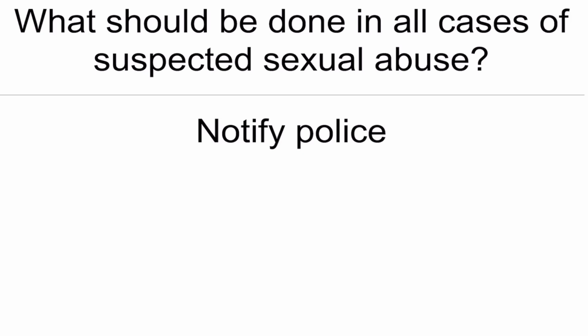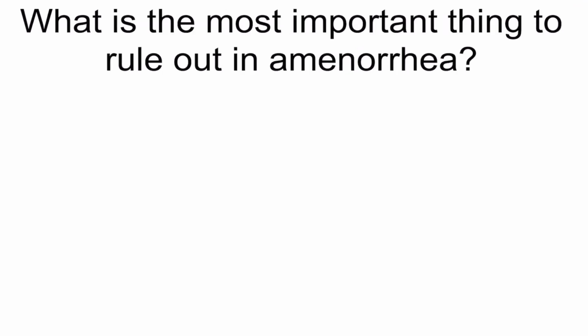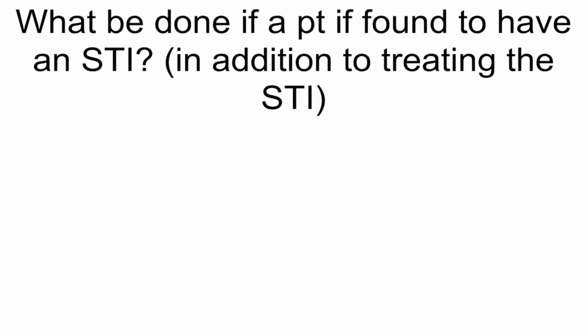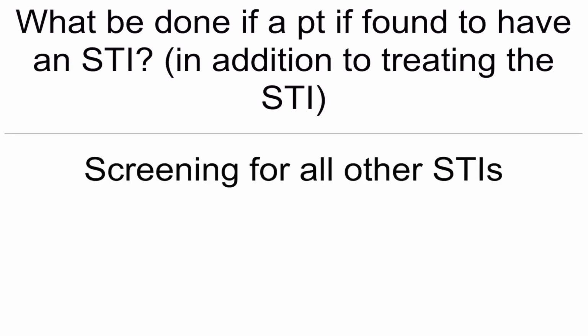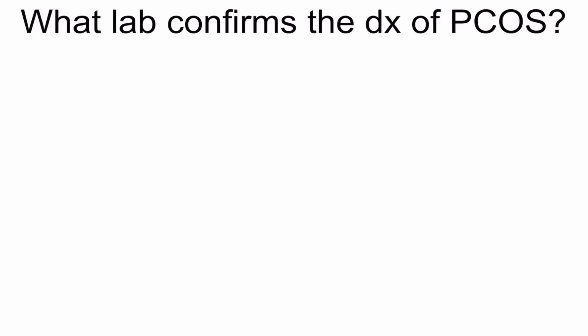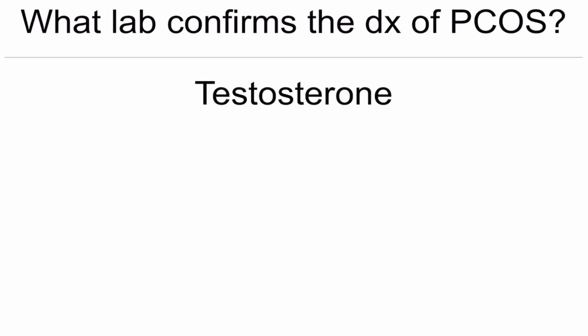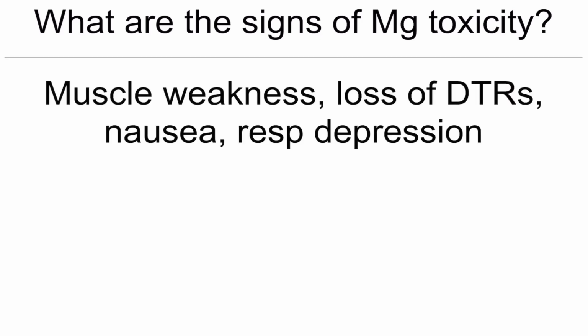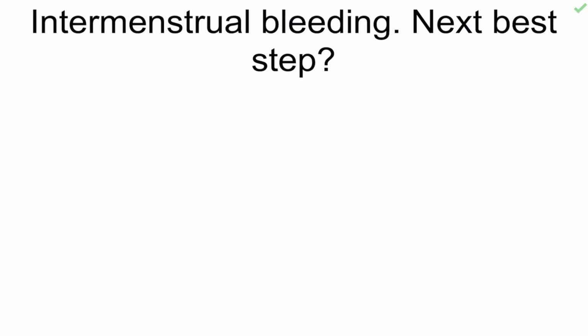Notify the police. What is the most important thing to rule out in amenorrhea? Pregnancy. What should be done if a patient is found to have an STI in addition to treating the STI? Screening for all other STIs. What lab confirms the diagnosis of PCOS? Testosterone. What are some signs of magnesium toxicity? Muscle weakness, loss of deep tendon reflexes, nausea, and respiratory depression.